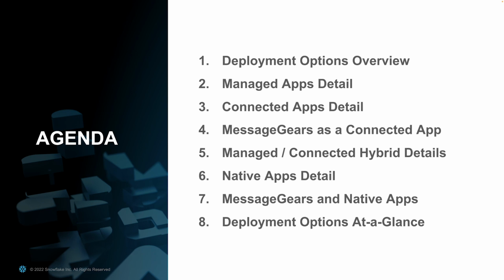I'll come back and talk about how you can actually build a hybrid model using managed and connected to give you an idea of all the different options that you have building apps in Snowflake. Then I want to introduce our new native apps model that we introduced at our June summit. Then I'll have Craig come on and talk about how they're thinking about how native apps can transform their application development within MessageGears. And then we'll wrap up with looking at all of these options and all the different traits at a glance so that you can make the best decision for how to build your application in Snowflake.